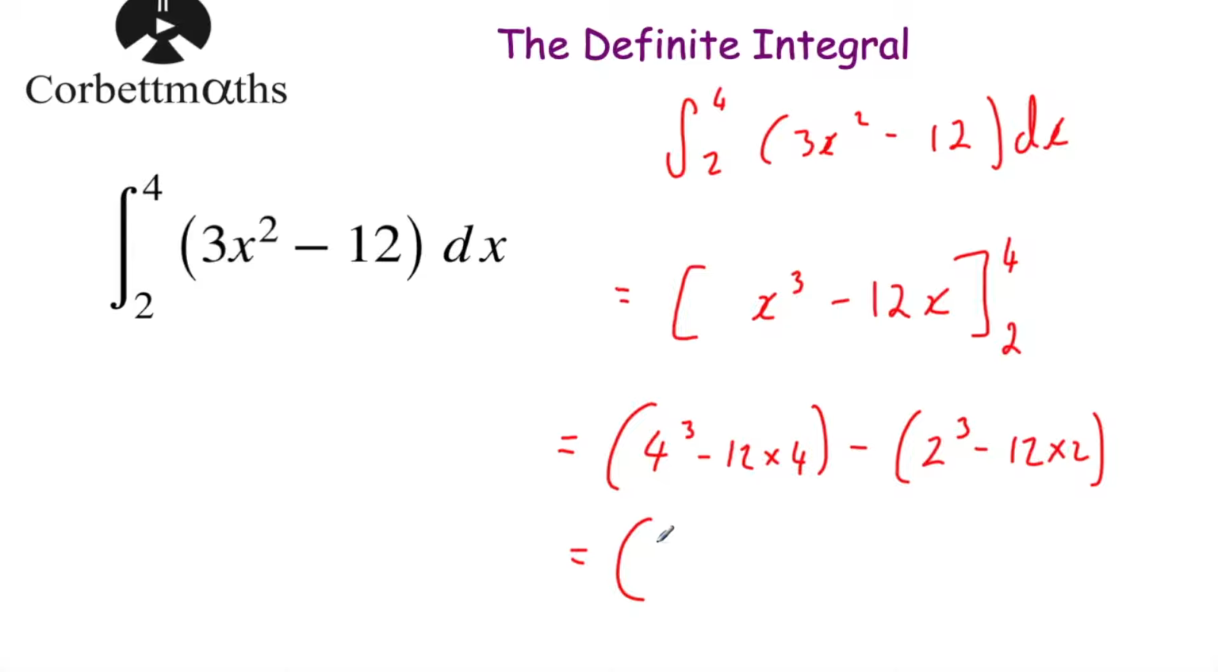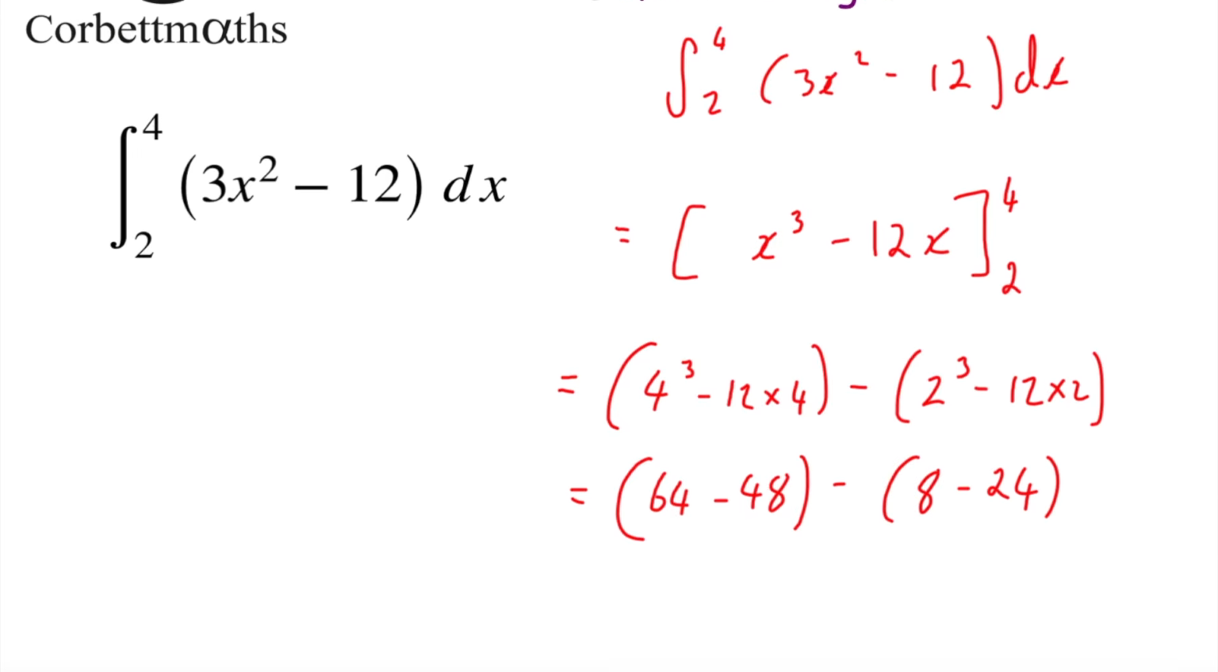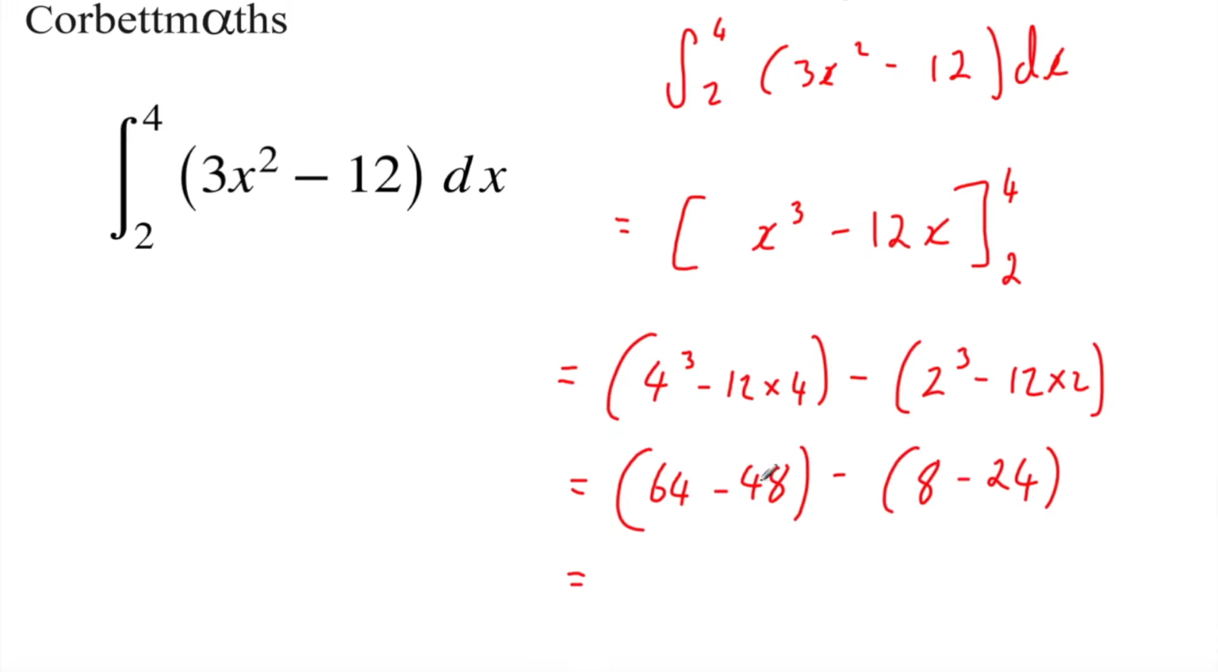4 cubed is equal to 64. So we've got 64 minus, and 12 times 4 is equal to 48. Close brackets. And then here we've got 2 cubed. That's equal to 8. And then we've got subtract 12 times 2. And 12 times 2 is 24. So here, if we work this out, 64 take away 48, that's equal to 16. And then we've got minus.